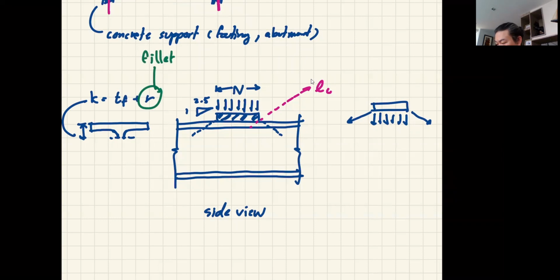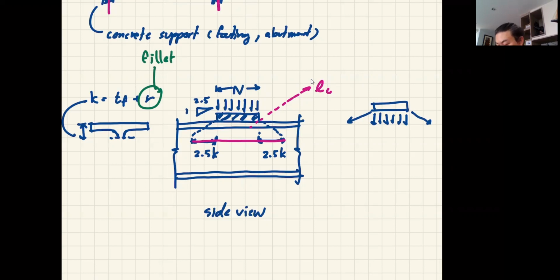Okay, so that means if this one goes down 1 and goes to the side equal to 2.5, if it goes down K, this becomes 2.5K. And another side is also 2.5K. So we have N in the middle and 2.5K on each side. So that becomes the length that your yielding is going to occur.